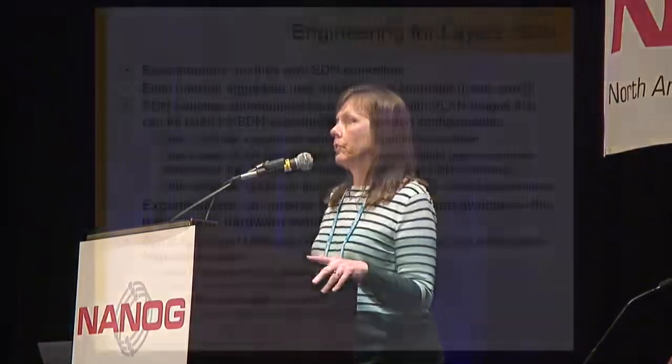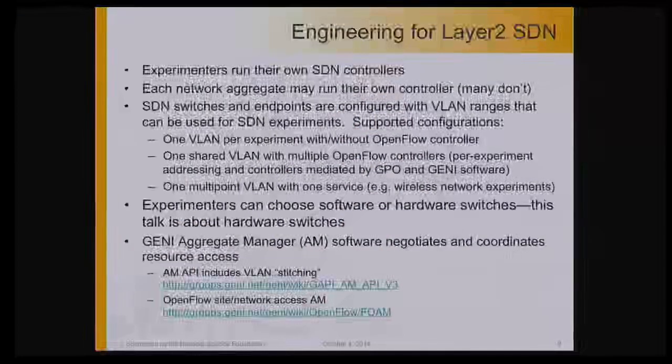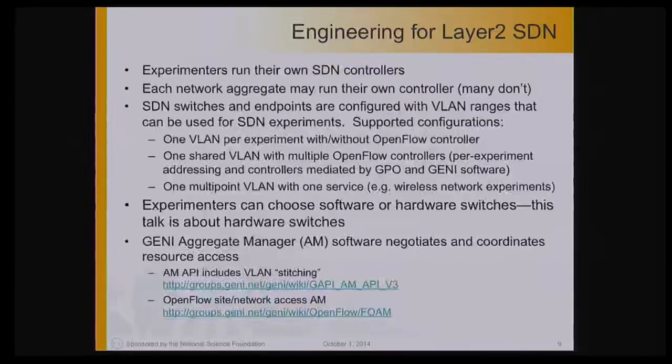Experimenters in GENI can choose to work with hardware switches, or they can choose to work with software switches. Software switches are a lot faster to come up to speed on. We're only going to talk about hardware switches here, but if you're interested in software switches, come up and talk to us afterwards. The GENI Aggregate Manager software negotiates and coordinates the resource access. So these are the links to go to if you want to see how the VLAN stitching works. And again, this is all open source interfaces and open source software.